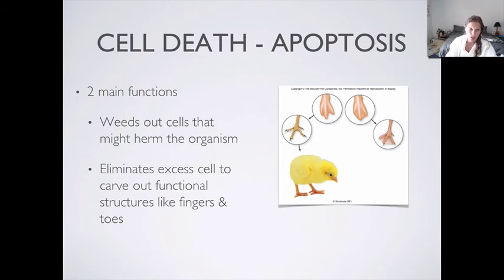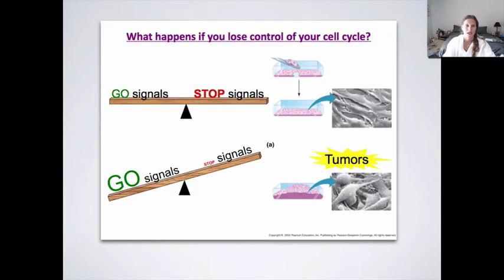It sometimes is a very good thing, but it's also very beneficial if we do have some kind of mutation that would definitely harm the organism, that would get caught, and that cell would not proceed to divide. If we lose control of the cell cycle, that's essentially what cancer is all about, right? So we know that we have these go signals and stop signals all the time, trying to keep things balanced, trying to keep cells under control.